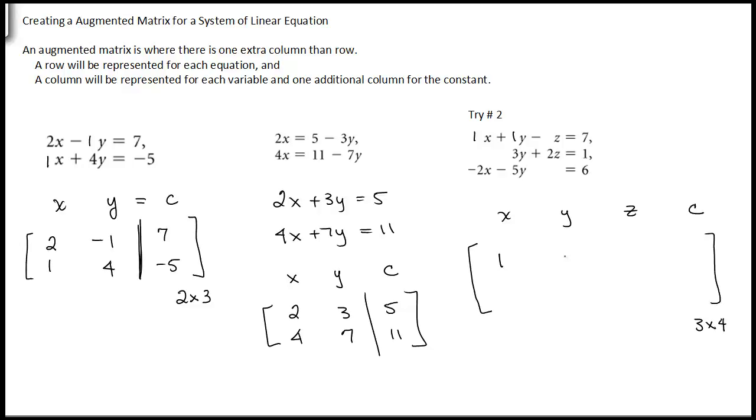So my first row is going to be 1, 1, -1, and 7. My second row is going to be 0, 3, 2, and 1. And my last row is going to be -2, -5, 0, and 6. And that's how you do an augmented matrix for a system of equations.